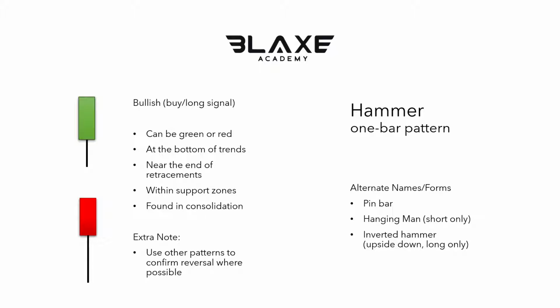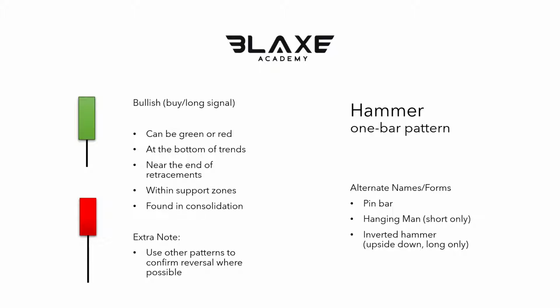But aside from that, the main thing you need to know about the hammer is that to use it best, you find it at the bottom of trends or near the end of a retracement, which, like I said, is a pullback. The other useful spot to find them is within support zones. You can also find them in consolidation in the market, which is periods where the market has a tight price range and the price doesn't move out. Consolidations typically happen before the price breaks out. In this case, a consolidation would happen as the price would break out to move higher. You can also find hammers in there.